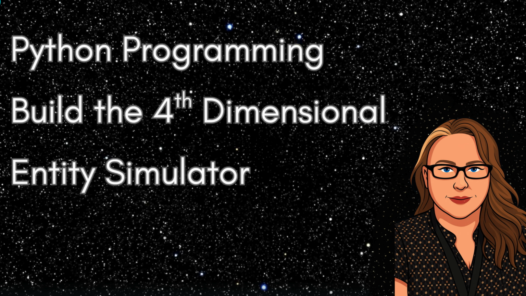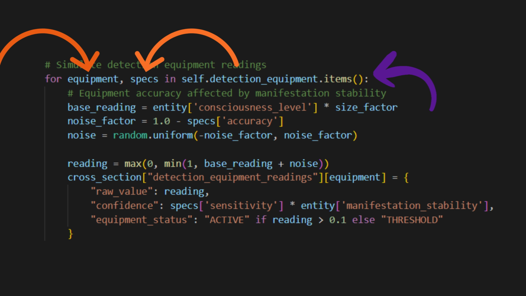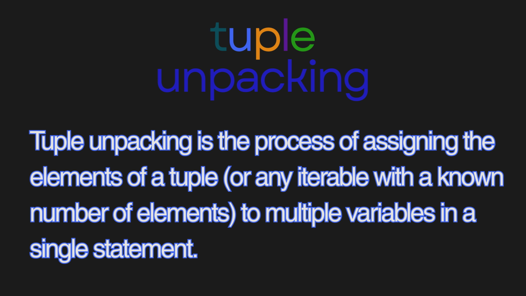Now, still in our for loop, let's examine the elegant process happening in this for loop declaration. For equipment, specs in self.detection_equipment.items. Tuple unpacking. This is what we're demonstrating here. Now we understand where the tuple came from, and we understand the data the tuple contains. So now we're getting it with tuple unpacking. This is Python's ability to automatically split tuples into separate variables during iteration.